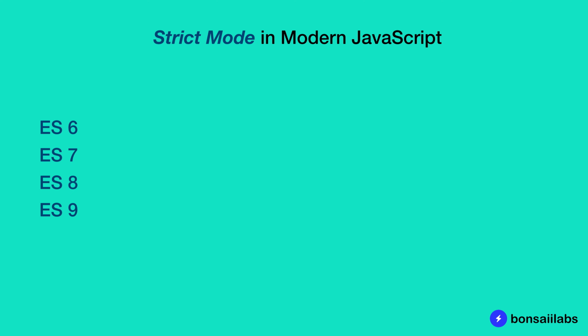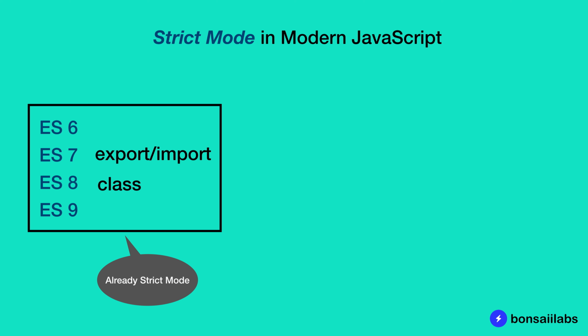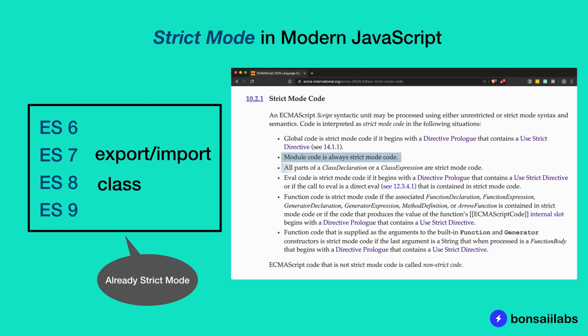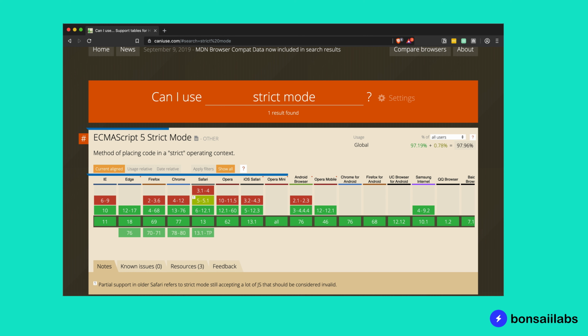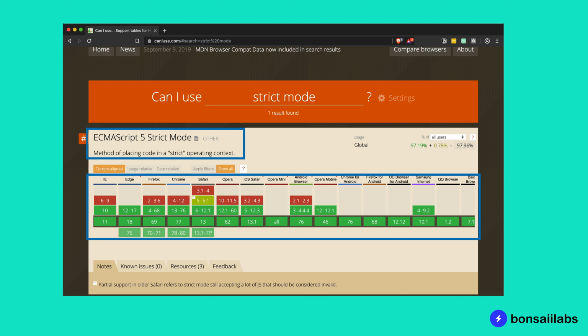Also, if you are using ES6 and above syntax of JavaScript in your code and making use of export, import, or class directive, then you are already making use of strict mode code by default. If you read the ECMAScript spec, you can confirm this by reading the section of the strict mode code. And at this time, all the major browsers support strict mode evaluation of JavaScript.